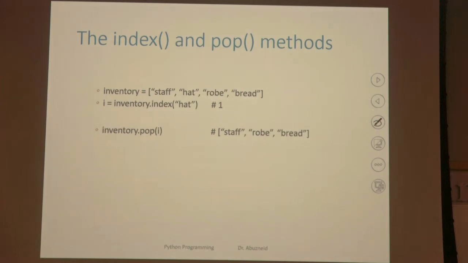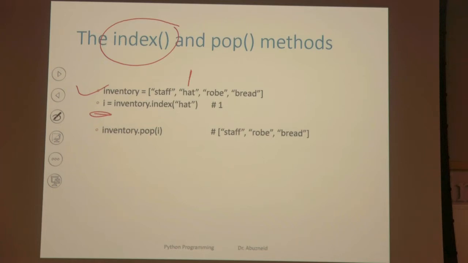There is also index. What does index give me? It gives me the location of a value in the list. So again, we look at the inventory. How many strings does it have? It has 4 strings: staff, hat, rope, and bread. So inventory.index of hat. I'm asking what is the index of the first hat? It should be 1, and that's actually the result.